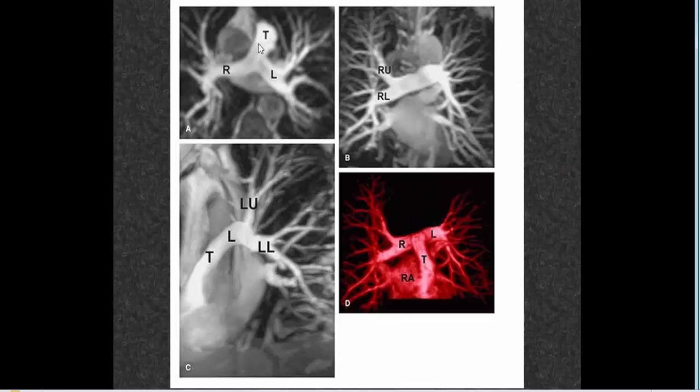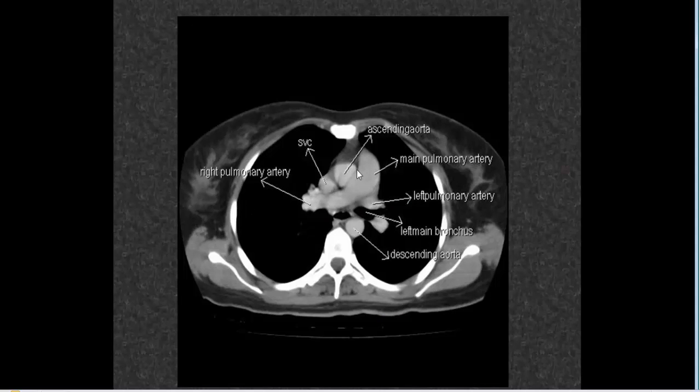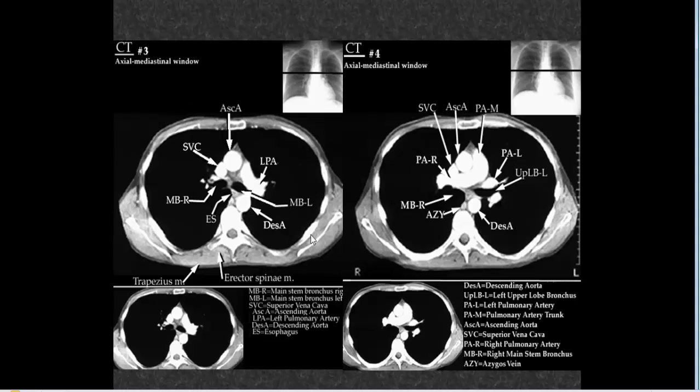The main pulmonary artery divides into the right main and left main branches. The right main divides into right upper and right lower lobar arteries, and the left main divides into left upper and left lower lobar arteries. This is an axial contrast CT image demonstrating the main pulmonary artery, left pulmonary artery, and right pulmonary artery. This is the ascending aorta, superior vena cava, descending aorta, and left main bronchus.